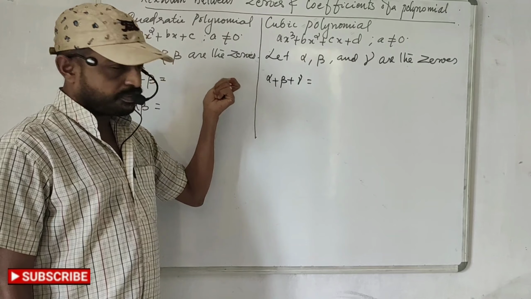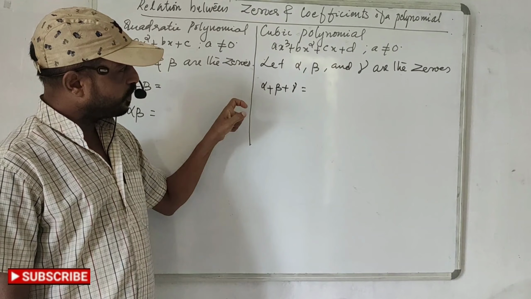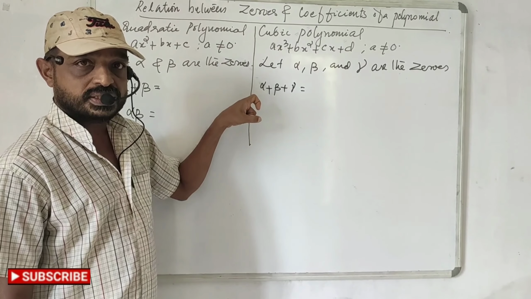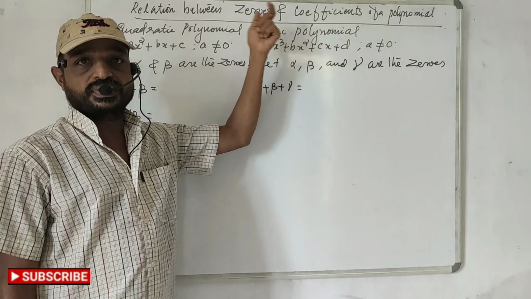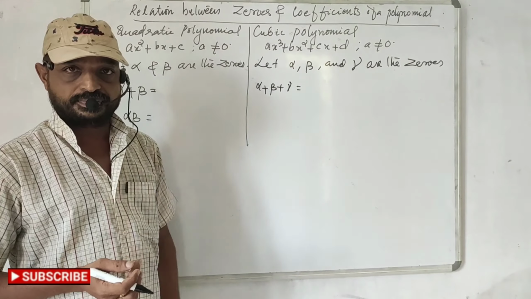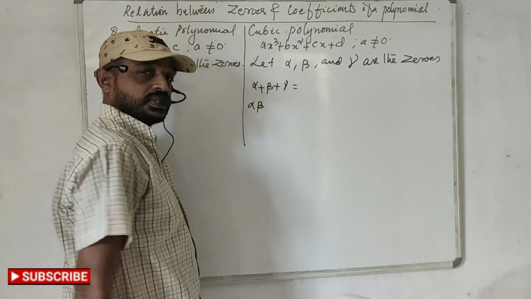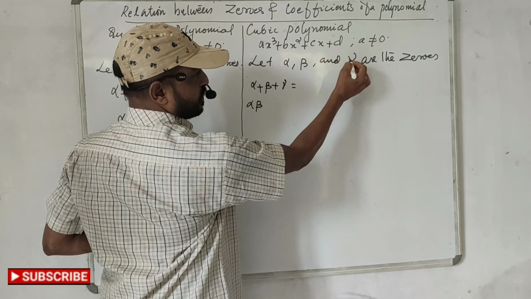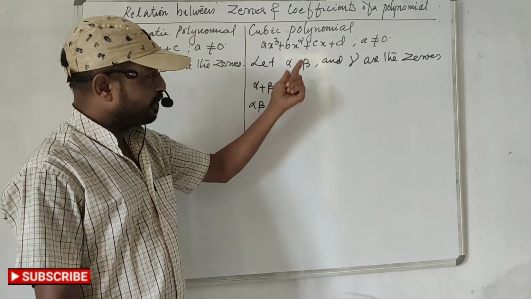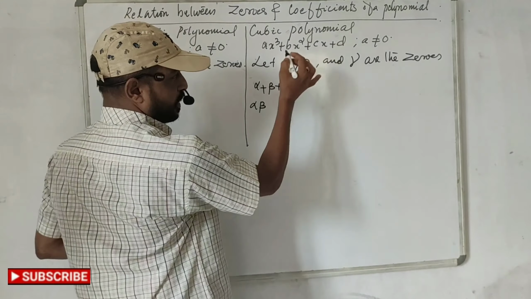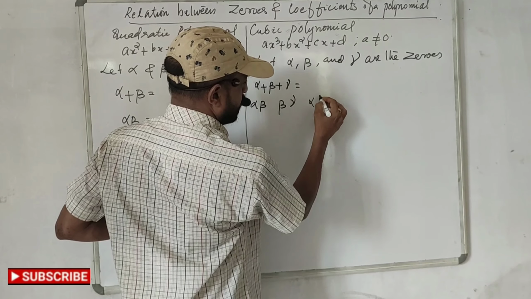But in finding the product of the zeros, two cases are there. We can find the sum of the product of the zeros taking two at a time. Three zeros are there. Suppose we are taking only two zeros at a time. Suppose we are taking alpha and beta. Then the product of the zeros is alpha into beta. Next, suppose we are taking beta and gamma. The product of those two zeros is beta into gamma. And suppose we are taking alpha and gamma. Then the product is alpha into gamma.